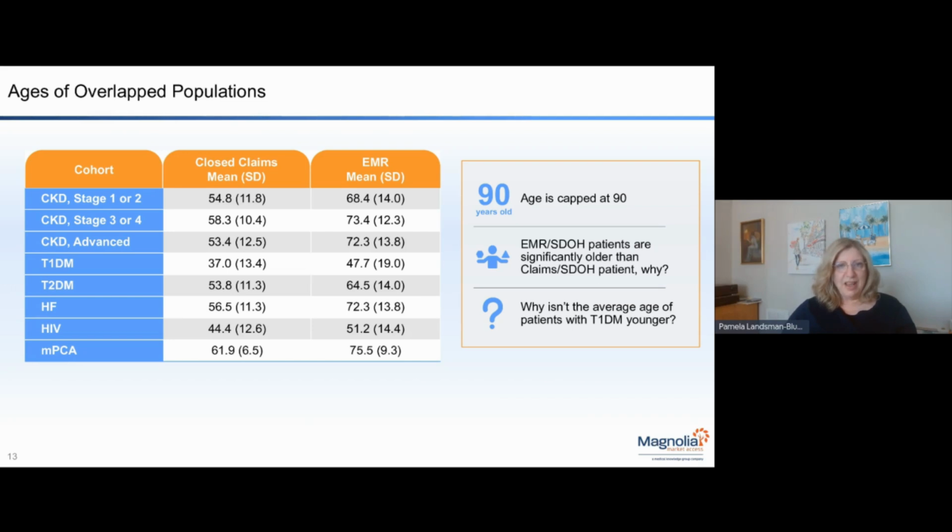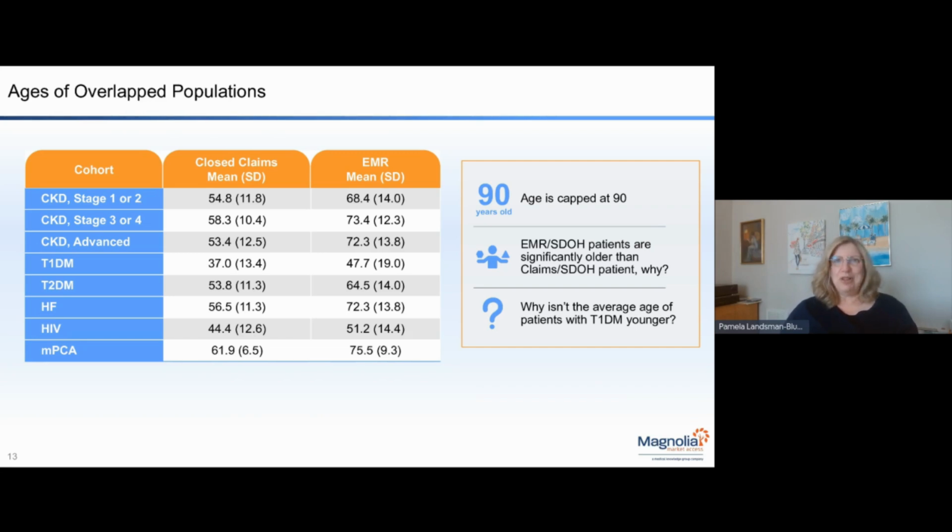But you may notice in every case, the EMR patients are much older than those in the closed claims. So you may ask why. So this is where it's very important to remember where the underlying population is sourced from. So the closed claims are the enrollees in employer-sponsored health plans. So automatically, it's going to be the employed person, possibly a spouse or a domestic partner, and any other dependents that may be in the home, usually children.